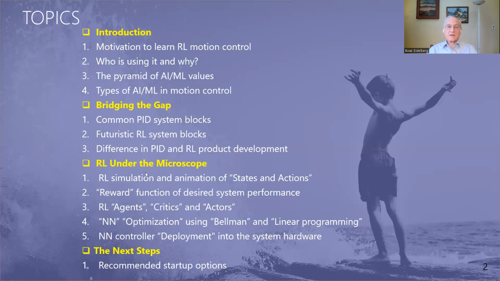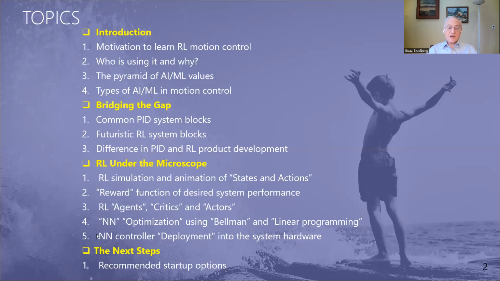Then, to get more insight into what reinforcement learning motion control looks like, we take a look at the typical nomenclatures like state, actions, and rewards. We'll look at agents, critics, and actors. We'll take a look at neural network optimization using the Bellman equation and linear programming.